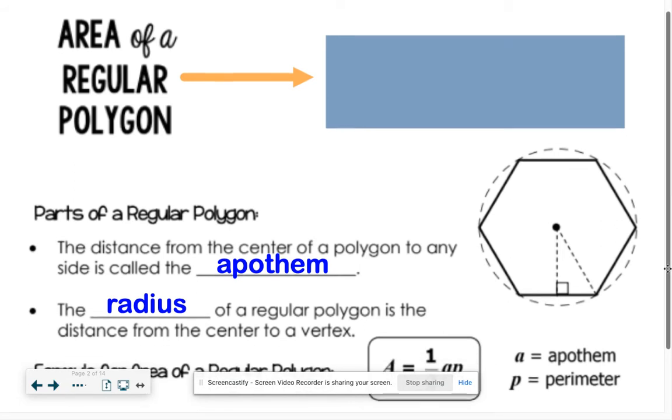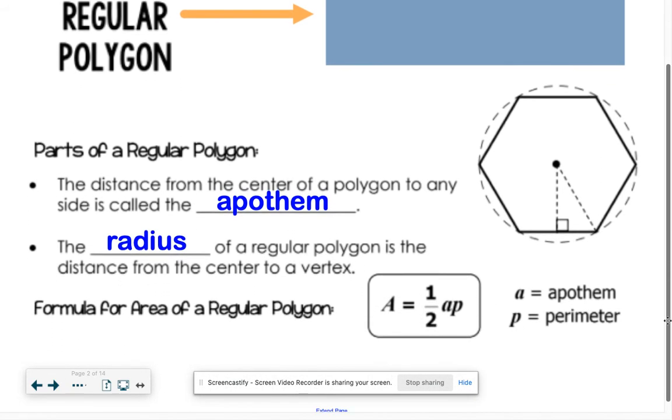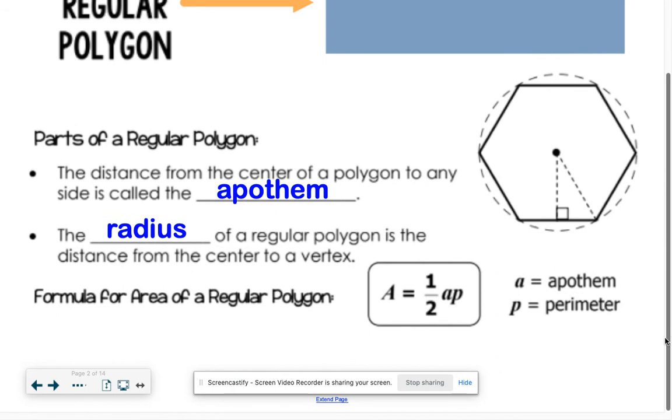So let's fill in some of these blanks here. It says the distance from the center of a polygon to any side is called the apothem or apothem. You can say it however you want, both are fine. But from the center of your polygon to the side, so this green segment I just drew in here, this is your apothem. I'll probably say apothem. Apothem works too, but there you are.